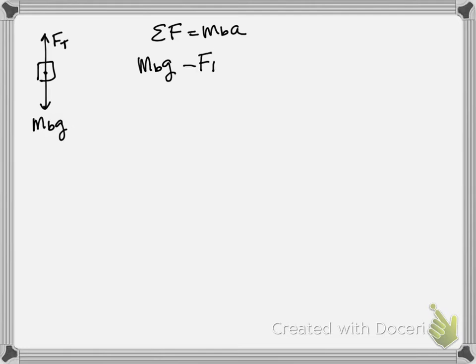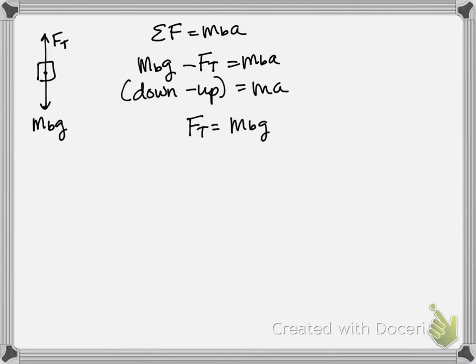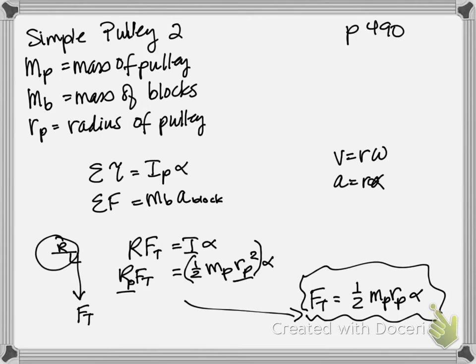Tension is acting up, so down minus up equals MA. All right, so that's all this was. This is back from Unit 2: down minus up equals MA. So I'm going to then rearrange this formula for FT, and after some rearranging I get MBG minus MBA. Whoops, that should be A. Okay, so what have I got here for all of my troubles?